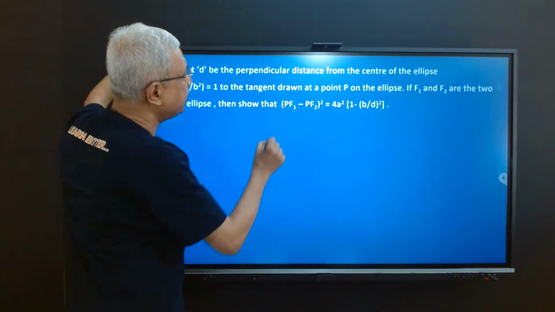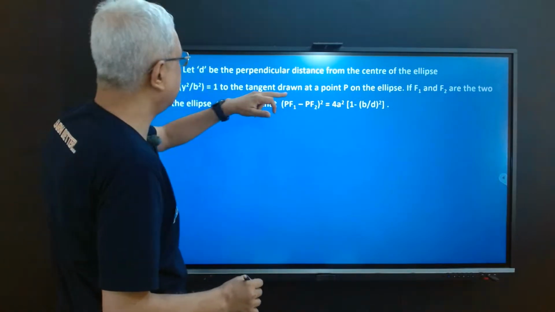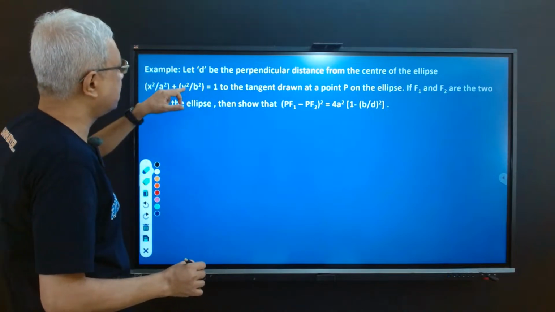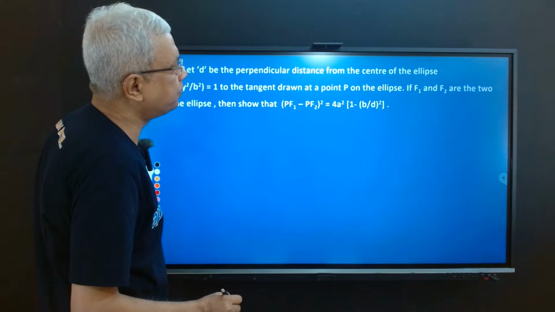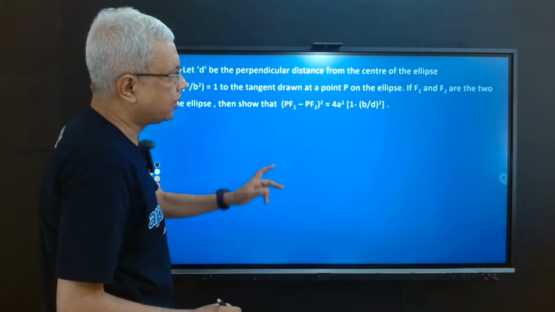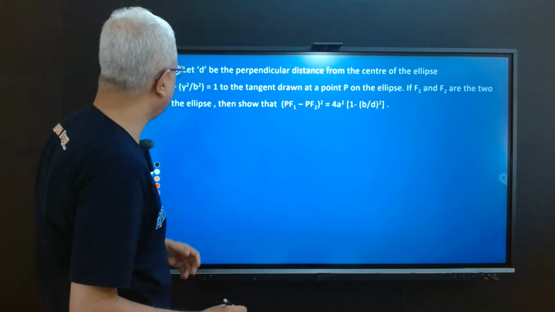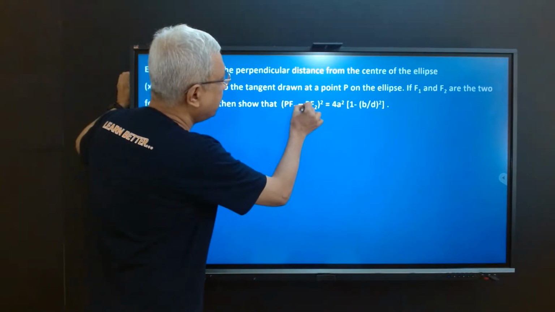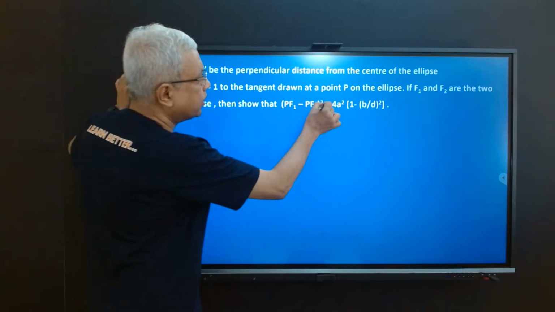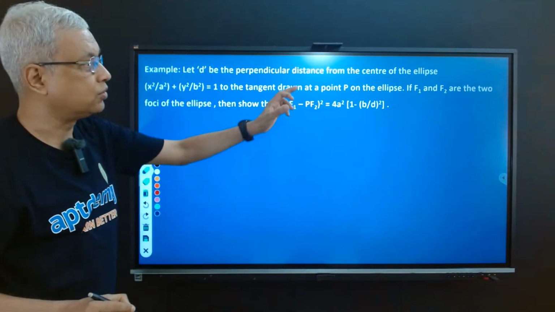Let D be the perpendicular distance from the center of the ellipse x square by a square plus y square by b square equal to 1 to the tangent drawn at a point P on the ellipse. If F1 and F2 are the two foci of the ellipse, then show that (PF1 minus PF2) whole square is equal to 4a square times (1 minus b square) by b square.